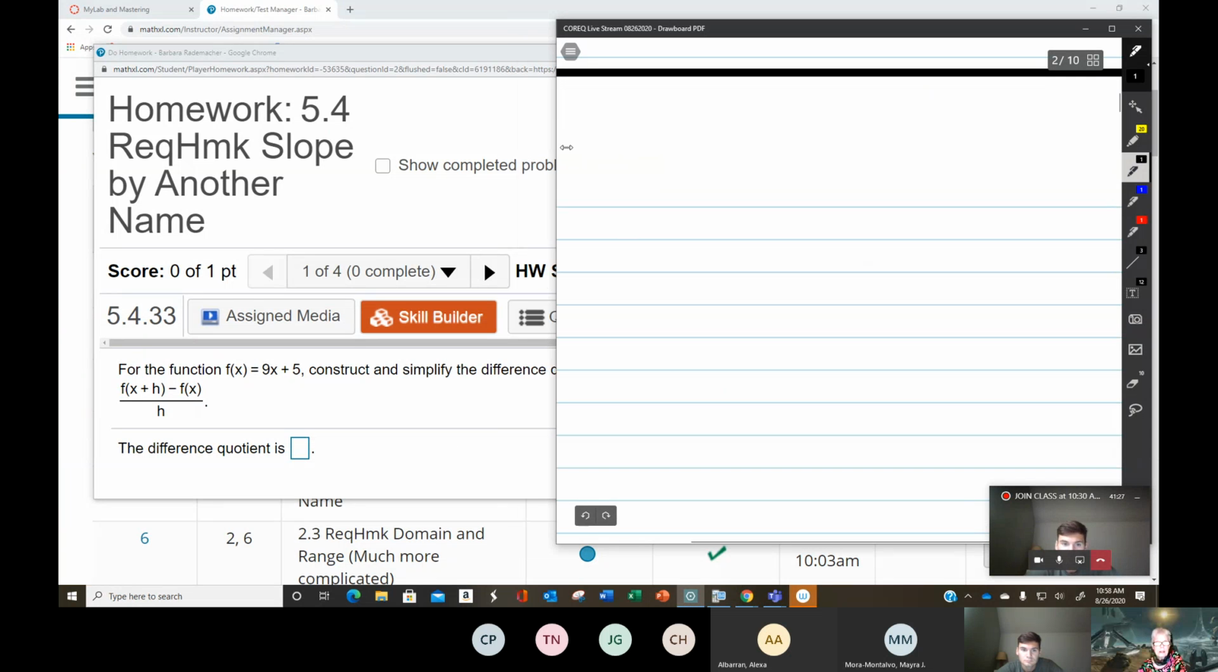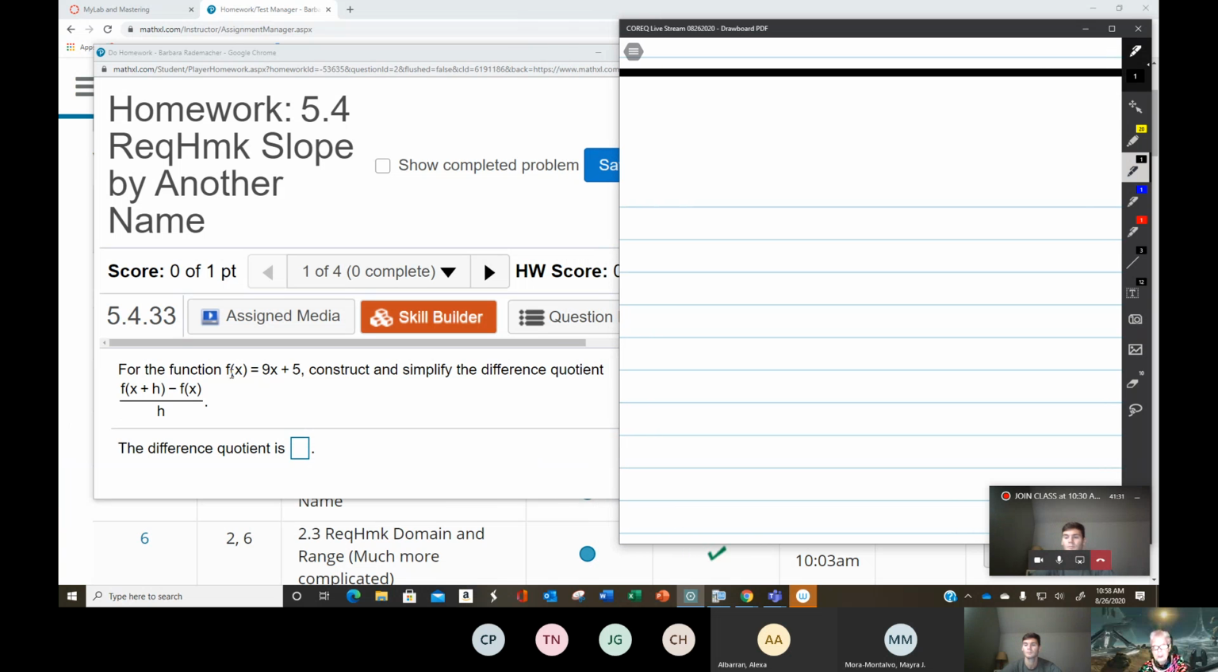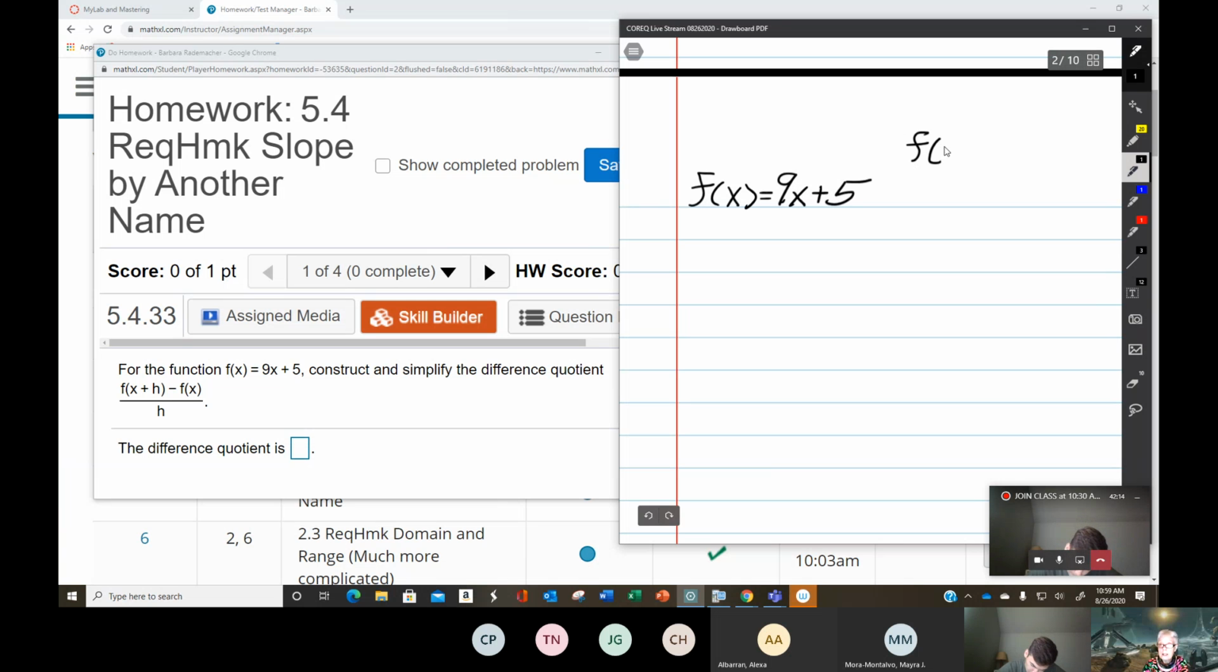The instructions say for the function f of x equals 9x plus 5, construct and simplify the difference quotient. And this is one formula you do not have to memorize because you'll see it every time there's a problem requiring the difference quotient. It is f of x plus h minus f of x over h.